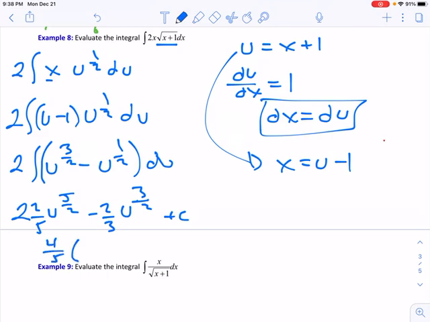And so that's 4/5 times, what is u? U is x plus 1 to the 5/2 minus 2/3 x plus 1 to the 3/2 plus c. So it's the same idea as the last one. In fact, the next problem is also very similar. So I'm not going to actually do this one.